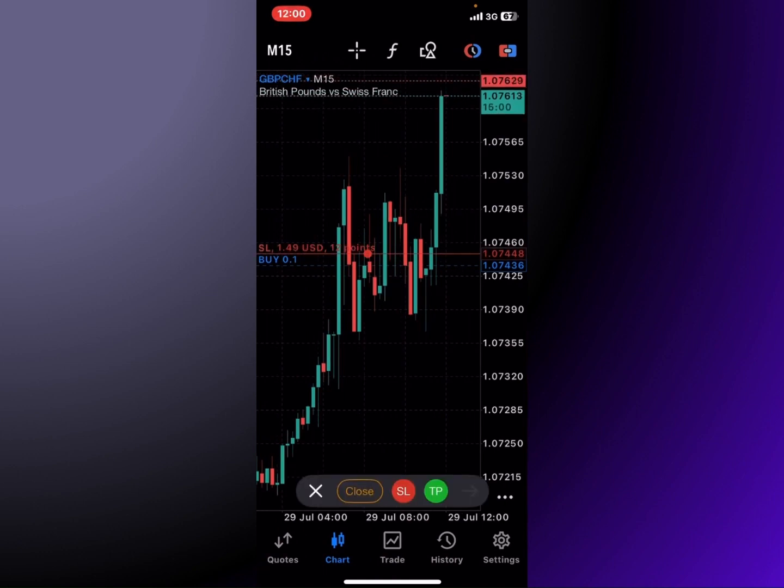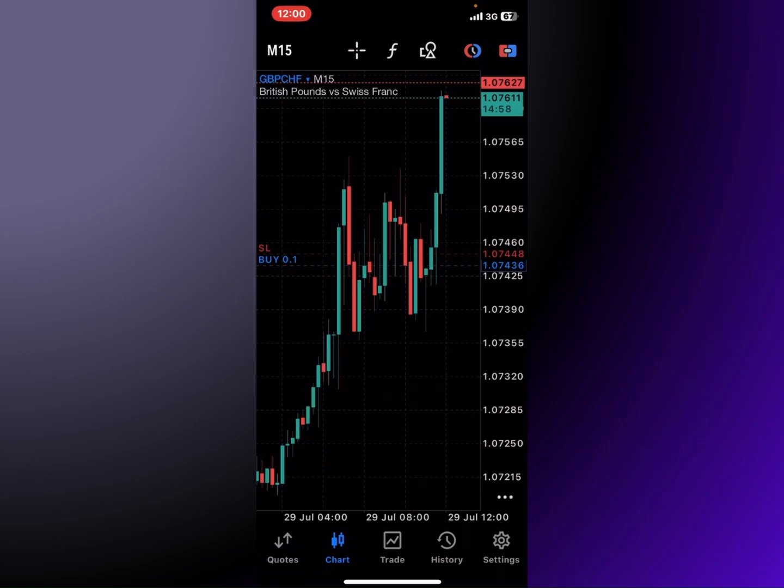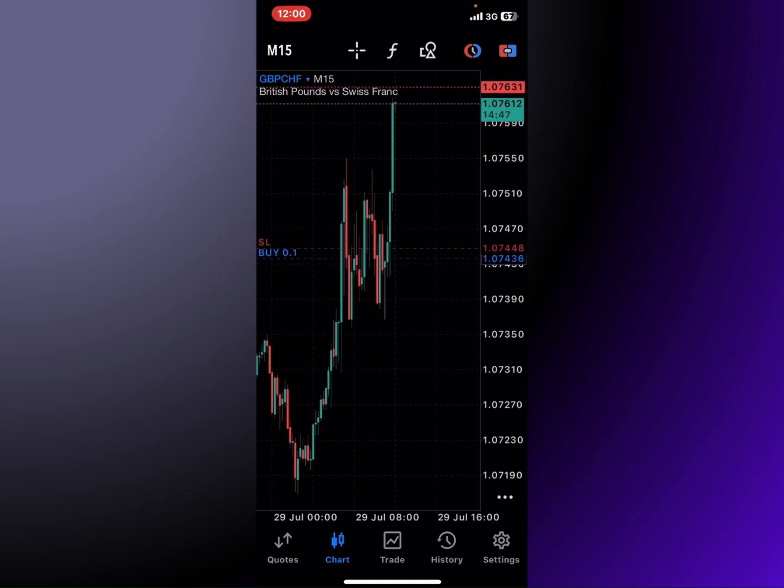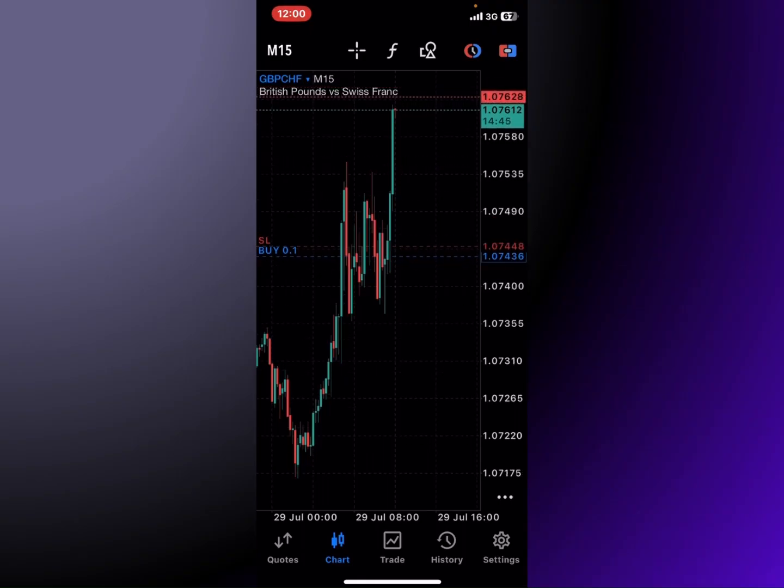What is going to happen is that I'll be taken out of the trade and not lose the trade. So let's see if it goes to my TP of 1:3. I will still continue to update you guys on this trade. Let's go.